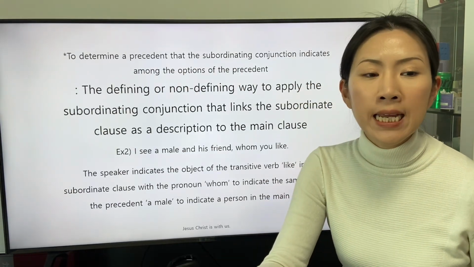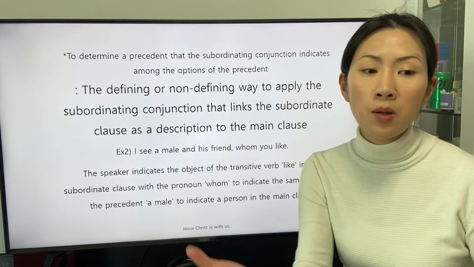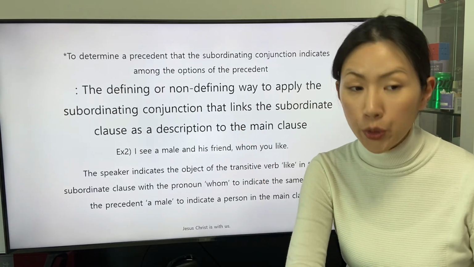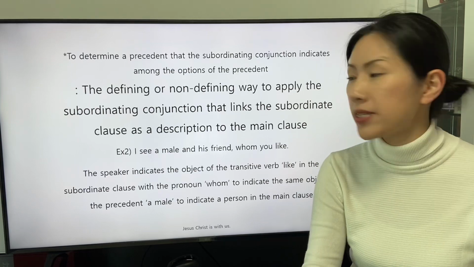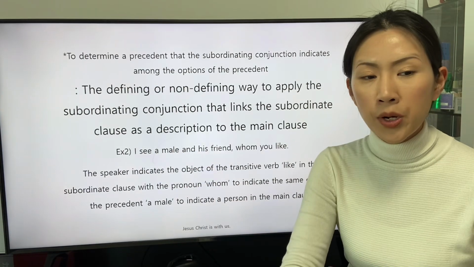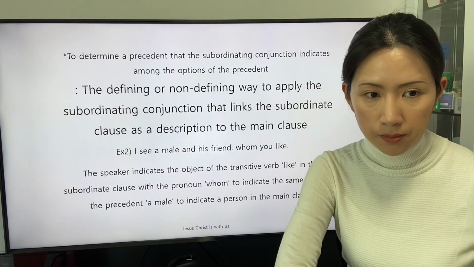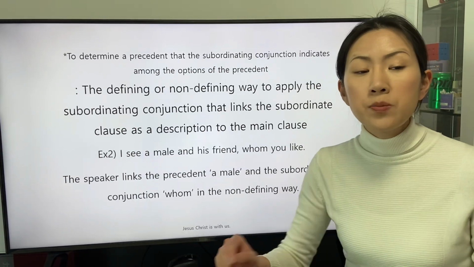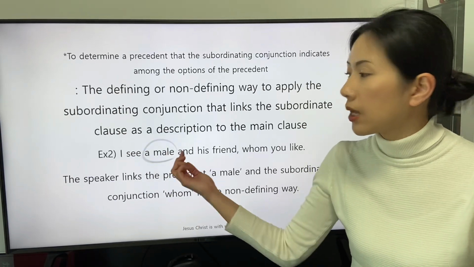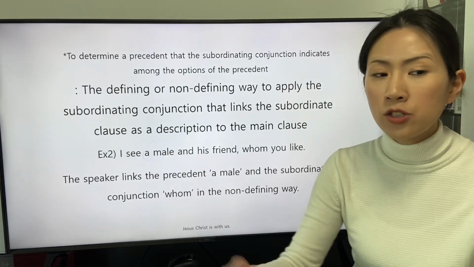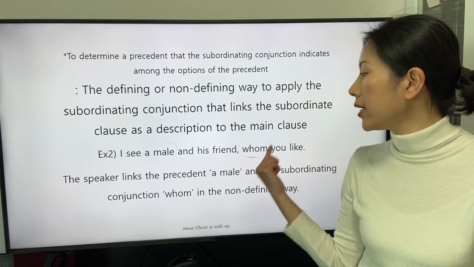The speaker indicates the object of the transitive verb like in the subordinate clause with the pronoun whom to indicate the same object as the precedent a male, to indicate a person in the main clause. The speaker links the precedent a male and the subordinating conjunction whom in the non-defining way.